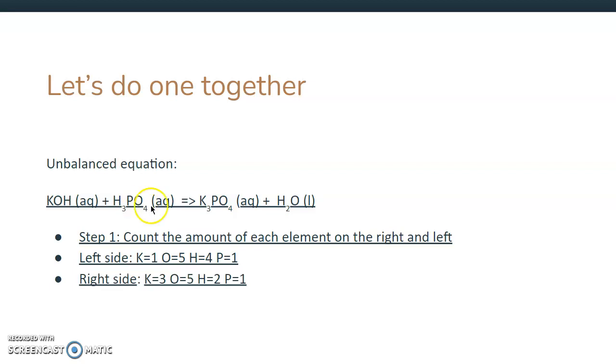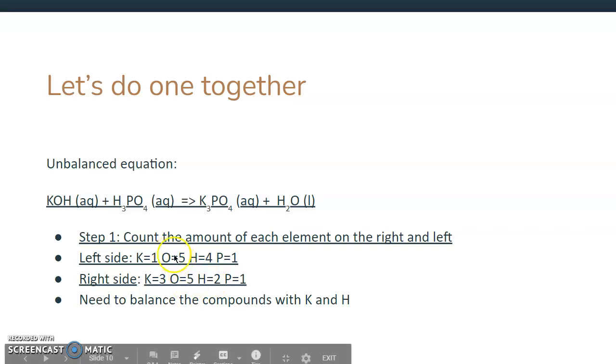Now let's count them on the right. Our K is 3, our oxygen is 5, our hydrogen is 2, and our P is 1. So we've counted them on each side, and we can see that our phosphorus and our oxygens are the same. But what's different is on our left side we need 2 more Ks, and on our right side we need 2 more hydrogens, 2 more H's.